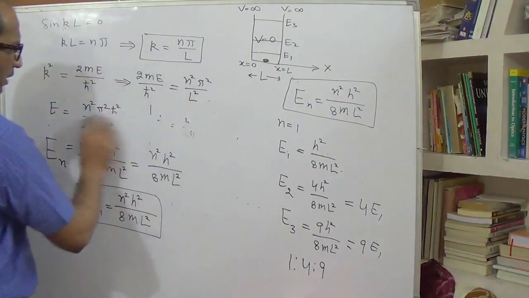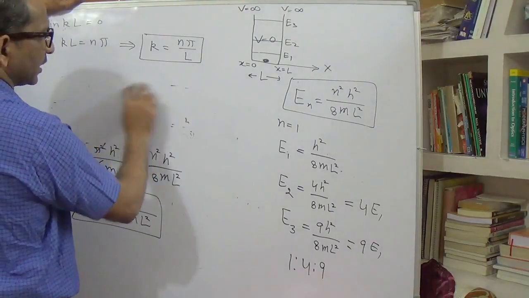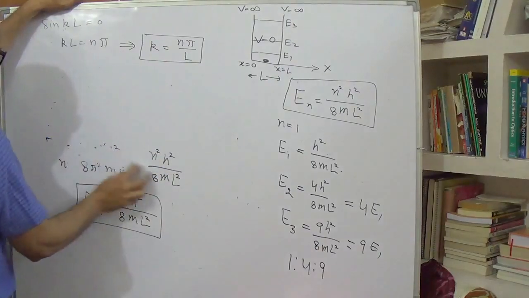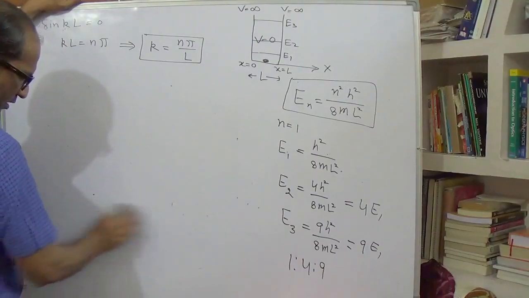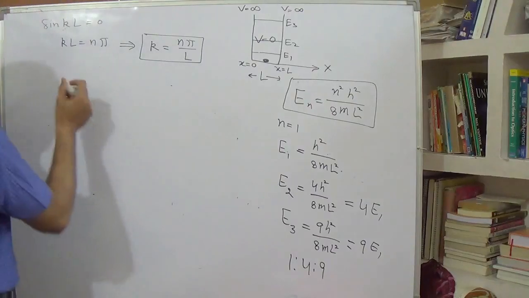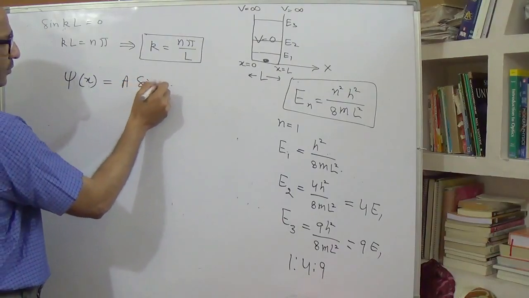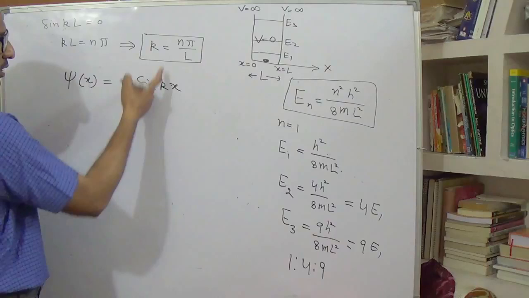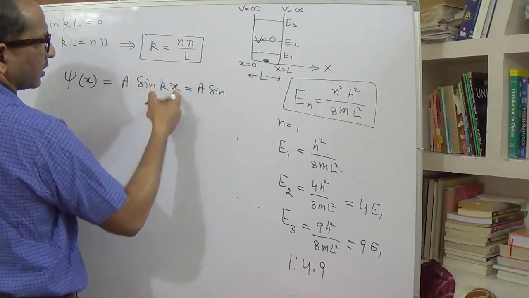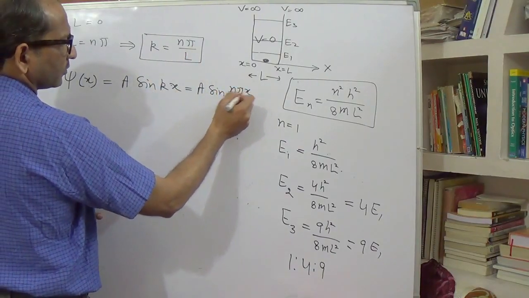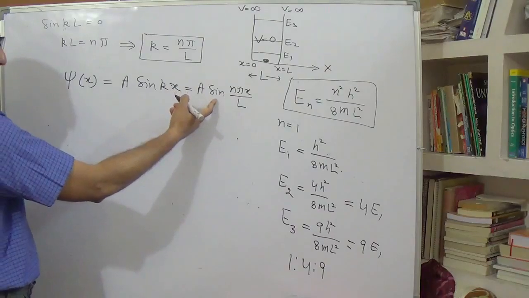Now the next point is related to the wave function. We have found the value of k, that is n pi upon l. Now putting this value in the wave function of the particle that we defined in terms of a constant, psi of x is equal to A sine kx. Now I'm putting the value of k here, so it becomes A sine n pi x upon l. This wave function is not normalized.